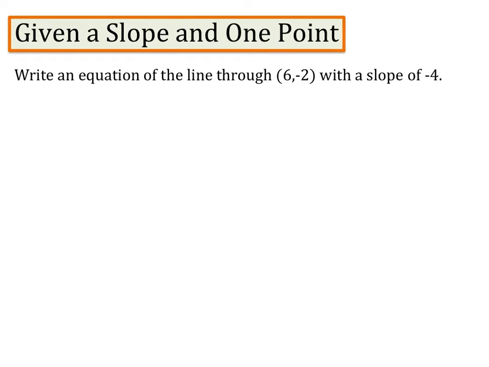So in this example, we're given the slope to a line and a point that that line goes through. So our slope is -4, and our point is 6, -2. So we can use our point slope form to help us write the equation of a line. Now, for this example, I'm going to start off writing it in point slope form, and then I'm going to simplify it into slope-intercept form.